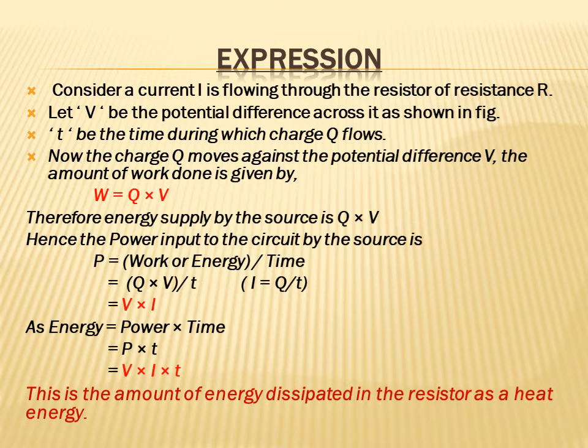But similarly, we learn about Ohm's law and the definition of current. The definition of current is the amount of charge flowing through the circuit per unit time. That means I is equal to Q by t, which we put in that equation and we get P is equal to V into I. As energy is equal to power into time, we get V into I multiplied with time. This is the amount of energy dissipated in the resistor as heat energy.